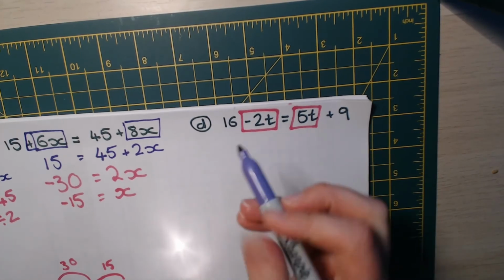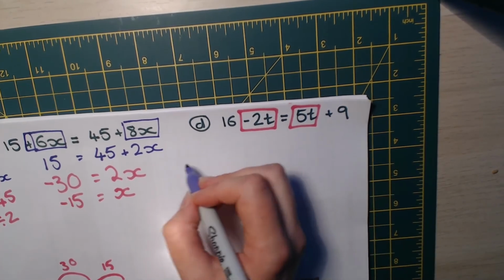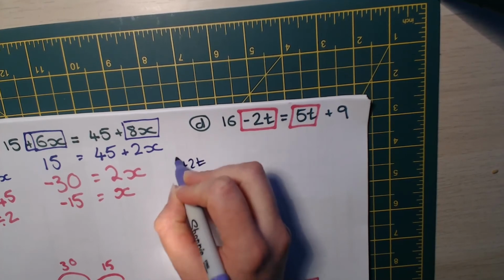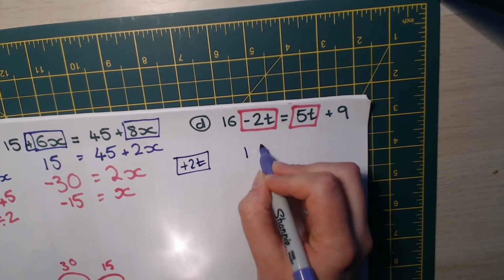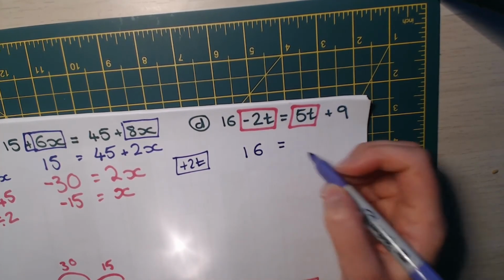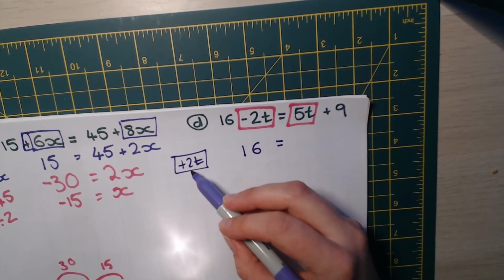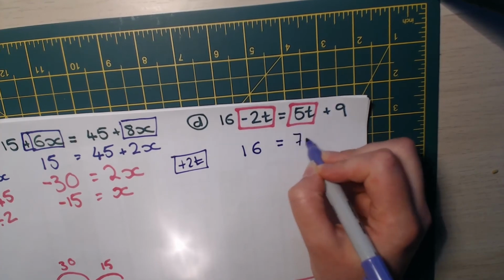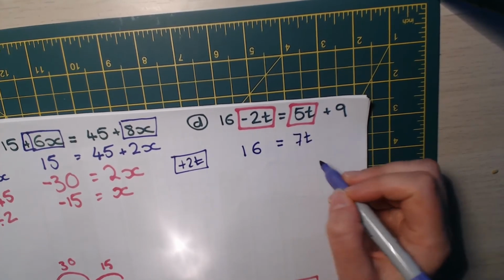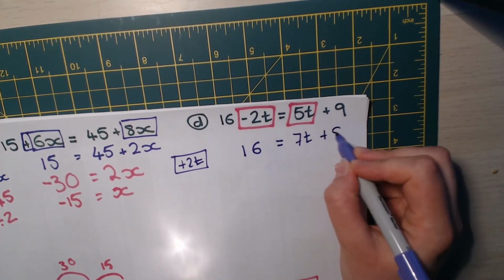And we're going to do that by adding 2t, because that's the inverse. So add 2t. So we end up with 16 here, equals, try and keep these as neat as you can, in a nice neat line, 5t add 2t, that is 7t. Add 9, that doesn't change.